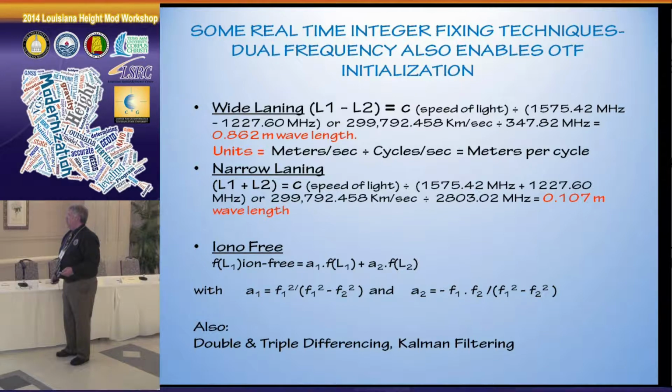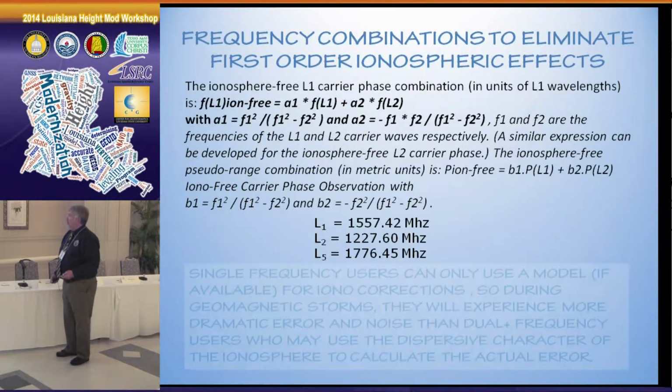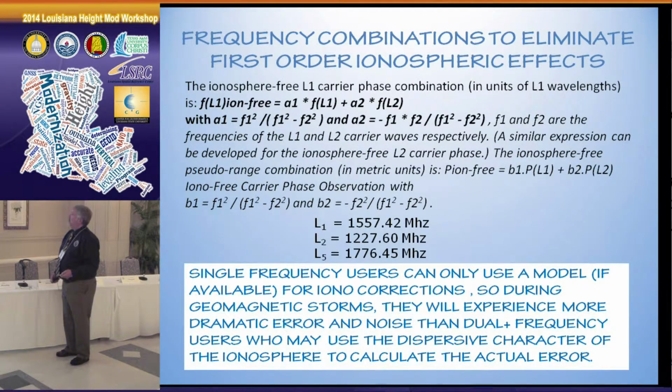Some ways to decide the ambiguity resolution and to eliminate the ionospheric error. We don't need to talk about that right now since we're running out of time. Those are the equations for that.